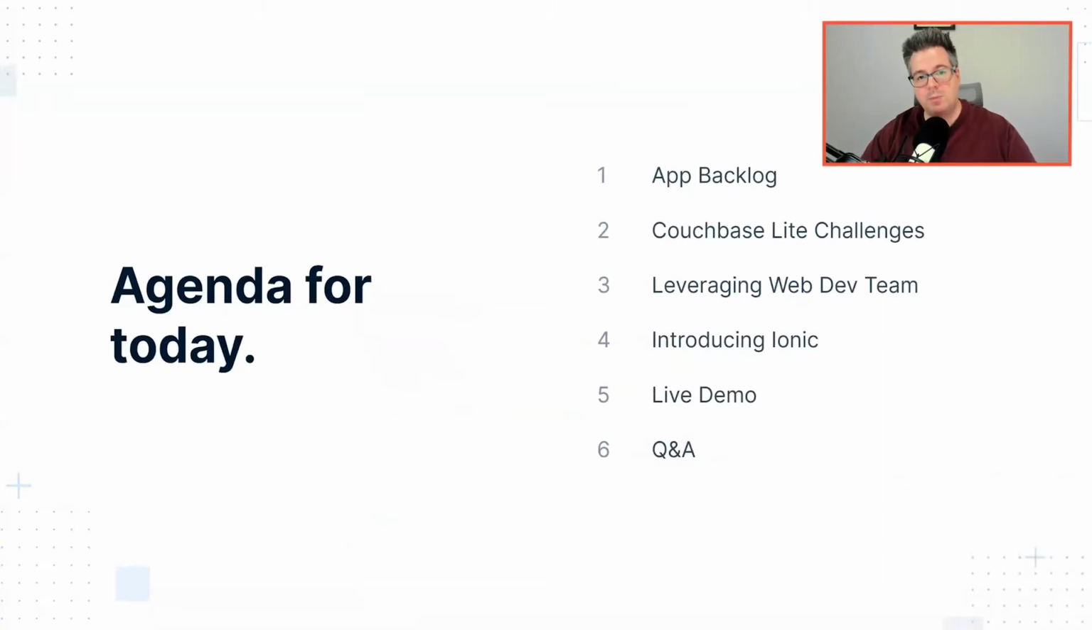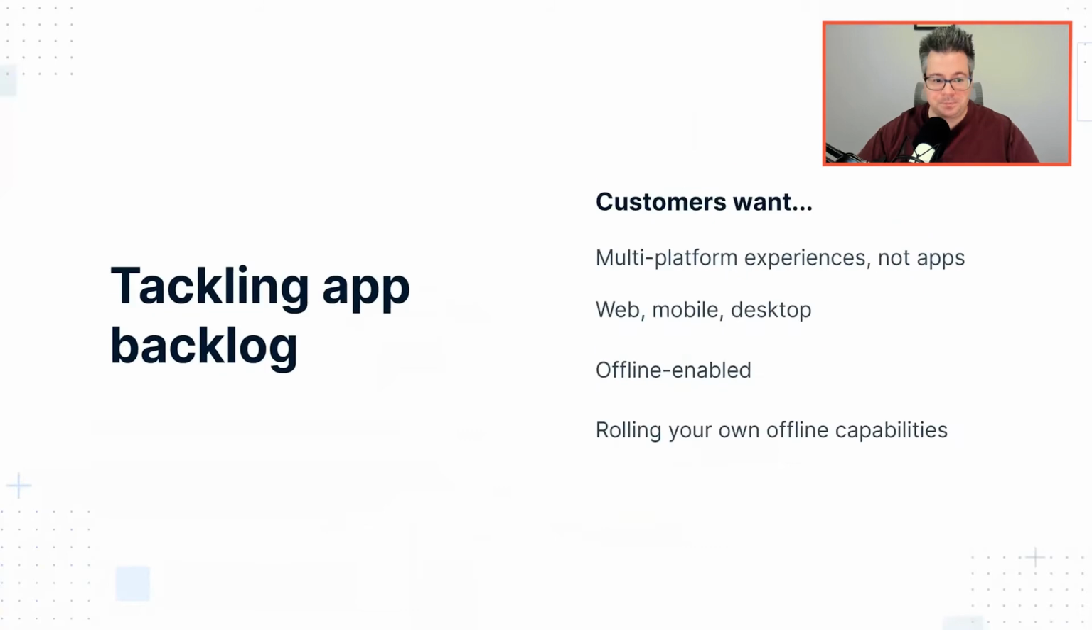We've got an action-packed agenda for today. Basically, we're going to talk about the application backlog that so many enterprise teams get bogged down with, and all of the challenges of shipping apps across all different platforms. We're going to look at the ways that Ionic and Couchbase can help you tackle that app backlog. One of the main core focuses today is using your web development team to do so in new ways that haven't been done before, alongside using Ionic's technology and Couchbase Lite. And we'll have a live demo and time for Q&A at the end. So let's get right into it.